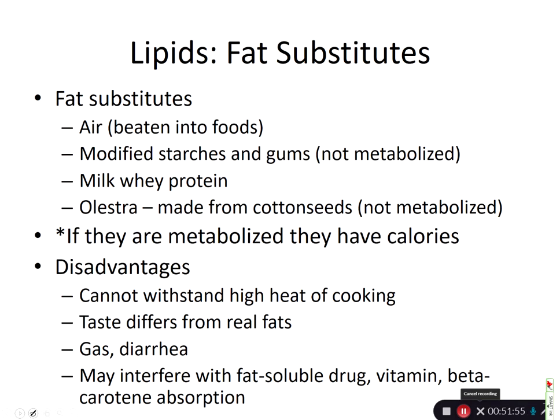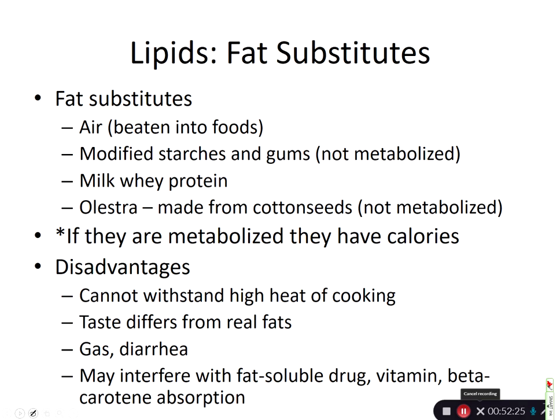If you can't metabolize it and break it down, you can't absorb it, and it does not count as calories, right? If you're not absorbing it and it's coming out the other end, we don't worry about it. Milk whey protein, and then there's something called Olestra or Olean. This is basically a cottonseed oil that they can use. Your body cannot absorb this, so it still gives food a certain lipid or fatty texture, but you don't absorb it, so it doesn't count as calories.